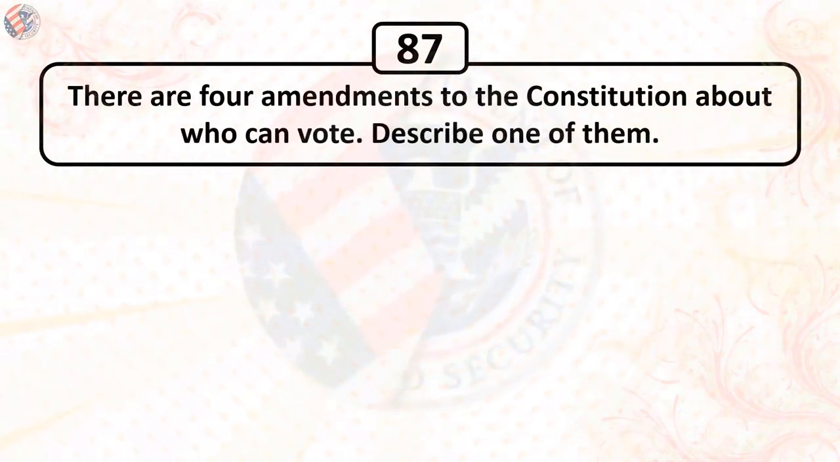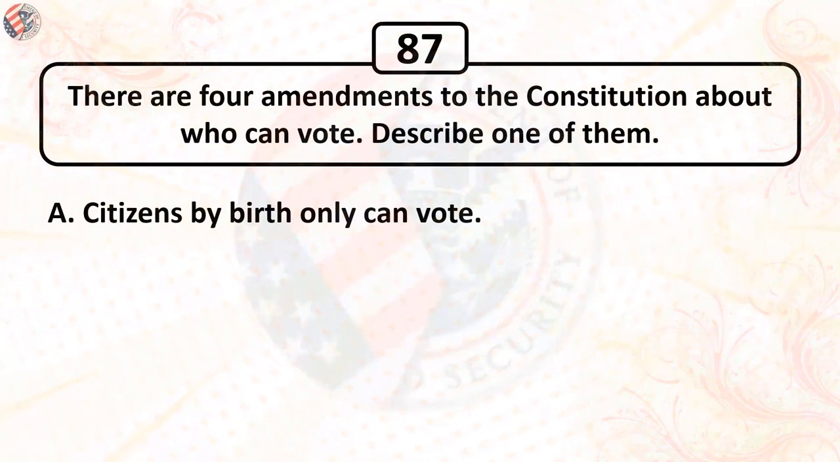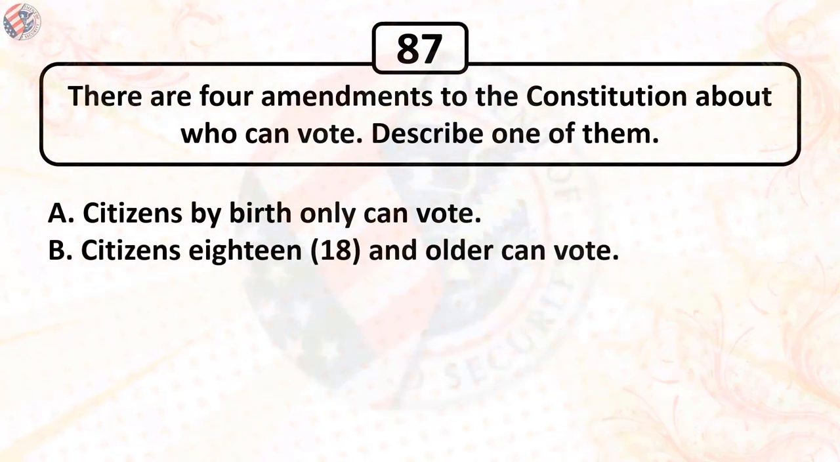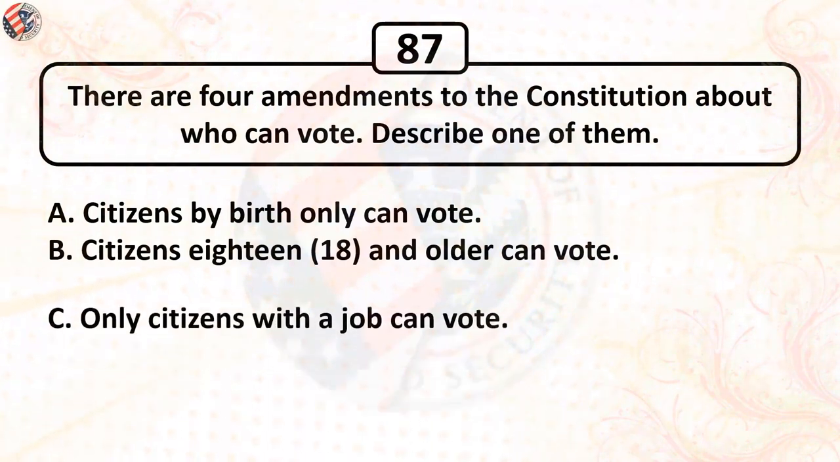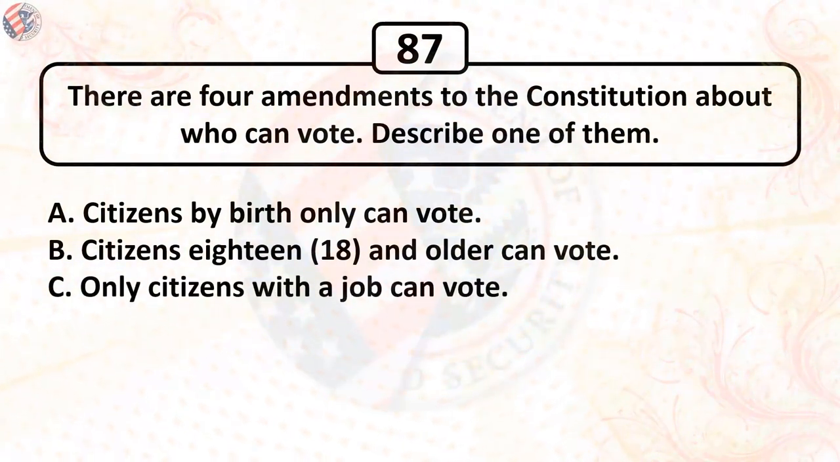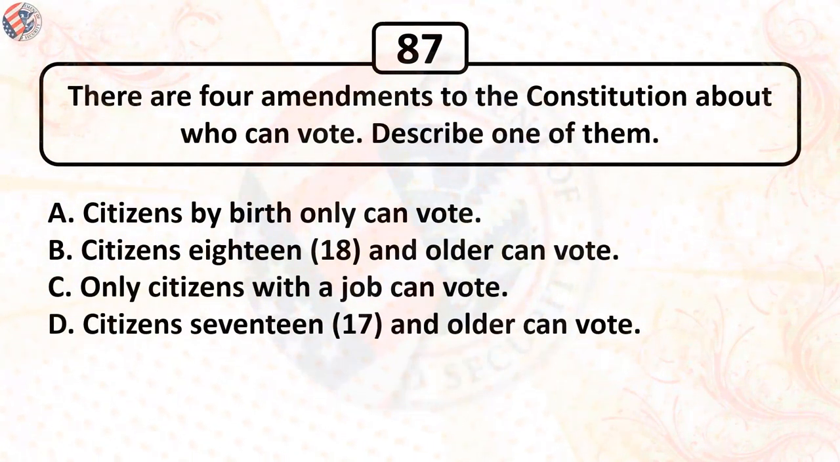There are four amendments to the Constitution about who can vote. Describe one of them. A. Citizens by birth only can vote. B. Citizens 18 and older can vote. C. Only citizens with a job can vote. D. Citizens 17 and older can vote.